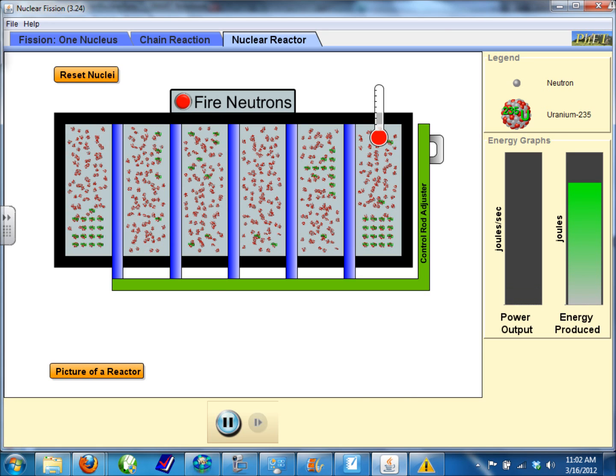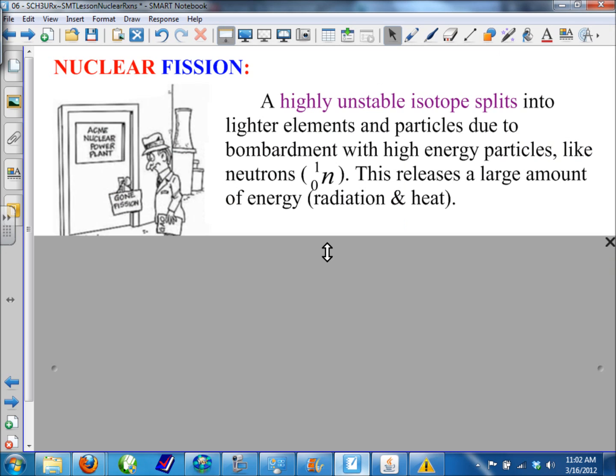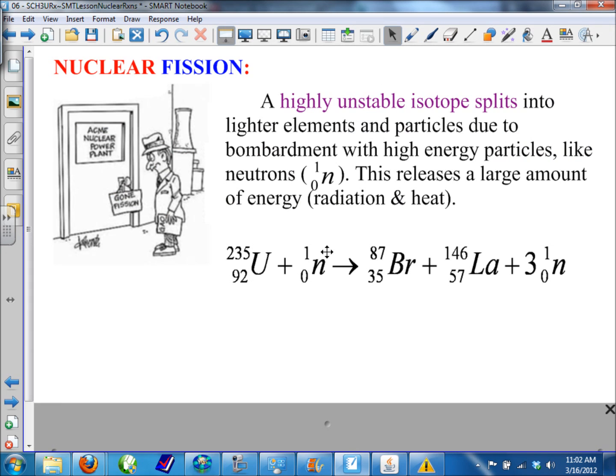Now back to the mathematics of how nuclear fission works. It's the same rules as every other nuclear reaction. The mass on the reactant side, or the left side, has to equal the mass on the product side, the right side. So you can see mass and protons here are equal to the mass and the protons right here. Let's try an example.